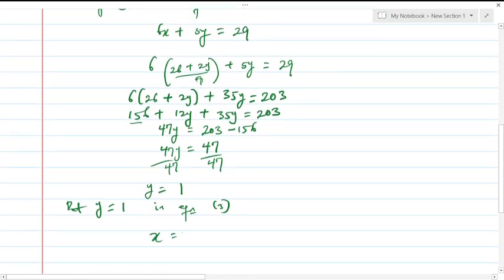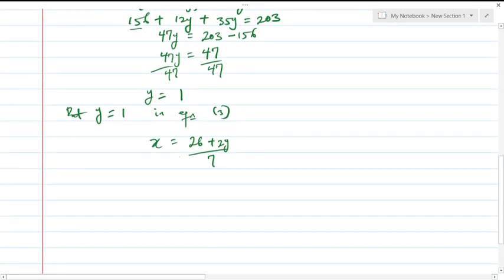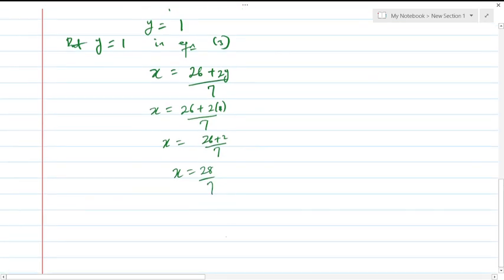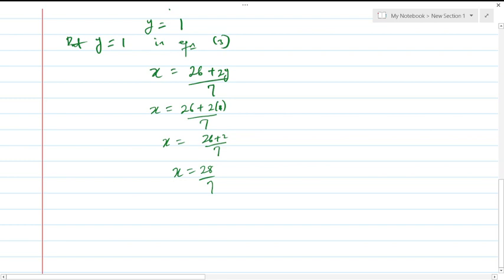Our x in equation 3 is given as 26 plus 2y over 7. Substituting the value of y, we have x equals 26 plus 2 times 1, over 7. That is x equals 26 plus 2 over 7, which is x equals 28 over 7, and that equals 4. So our x equals 4, and then y equals 1.